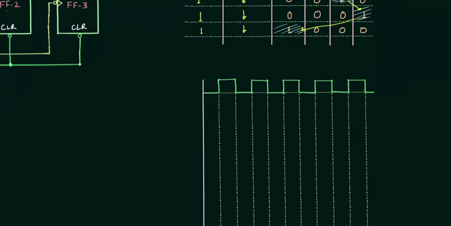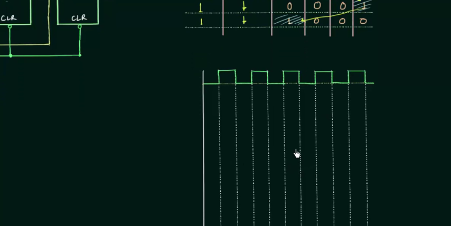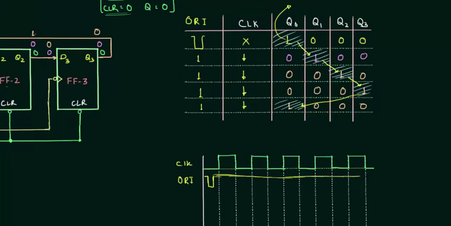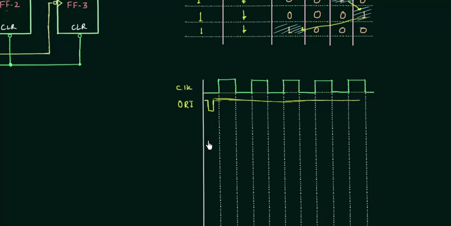You will have a better feeling when you understand it by using the waveform. So we are going to draw the waveform for it, and this is the last part of this presentation. This one is the clock, and ORI is the overriding input. I have made the overriding input low initially, that I have already explained, and after that I have made the ORI high throughout. You can compare it in this table. It is low initially, and then we have it as 1. So I have represented the same thing in the waveform, and now we will find out Q0.